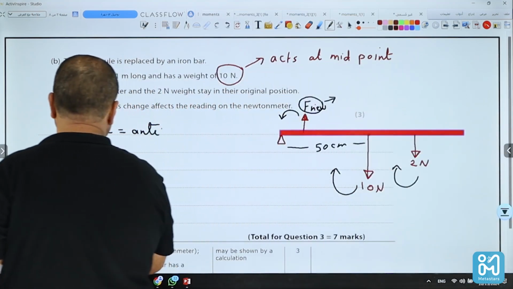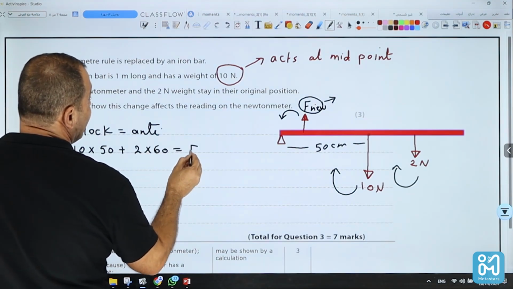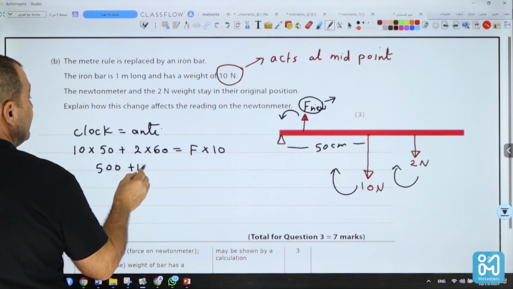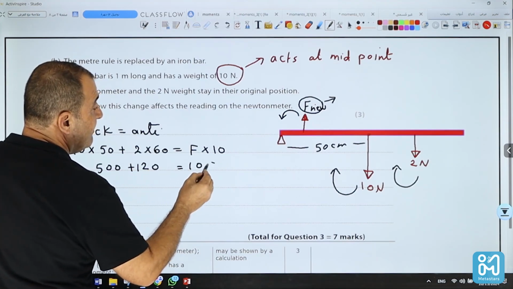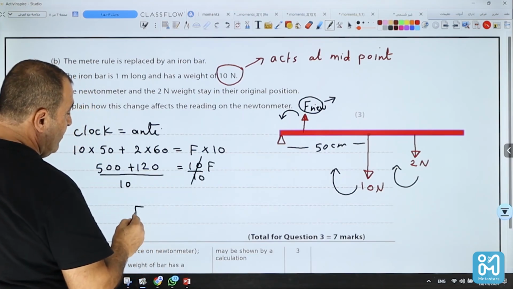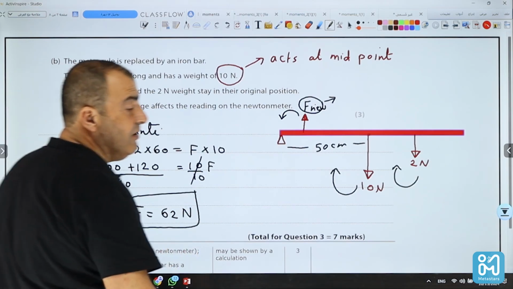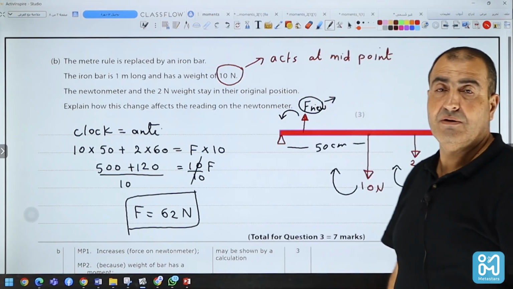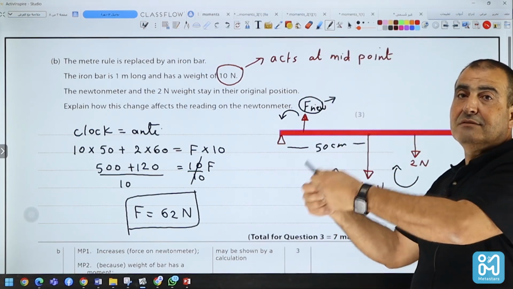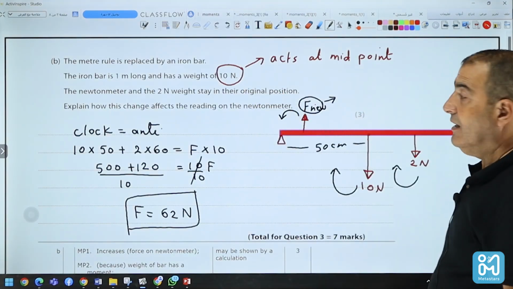10 multiplied by 50 plus 2 multiplied by 60 must equal F multiplied by 10. 500 plus 120 equals 10F, over 10, over 10. F equals 62 newtons. So the reading of the Newton meter will increase to a very great amount because we add extra clockwise moment due to the weight of the iron bar.